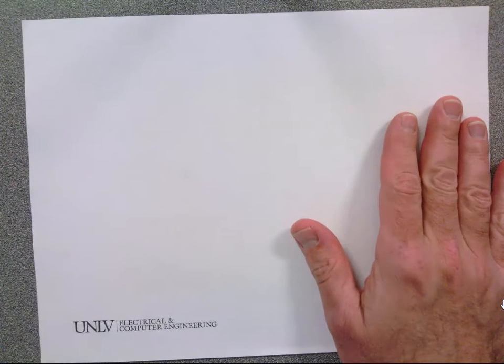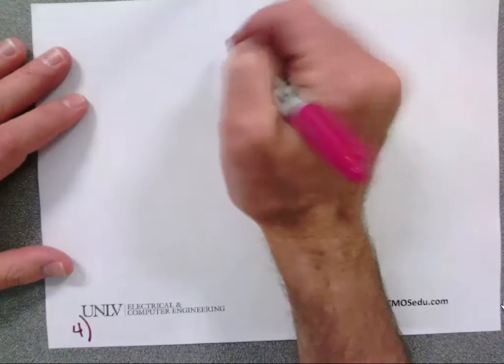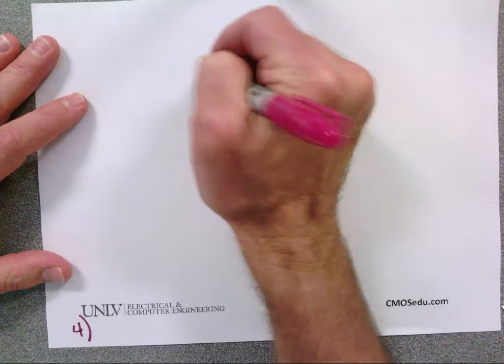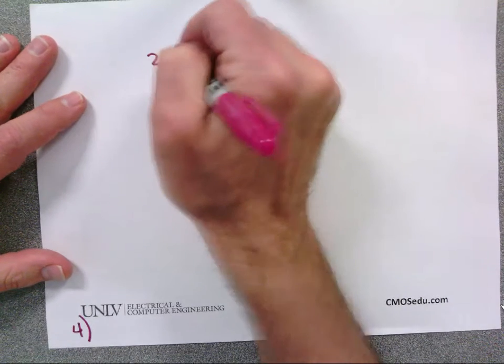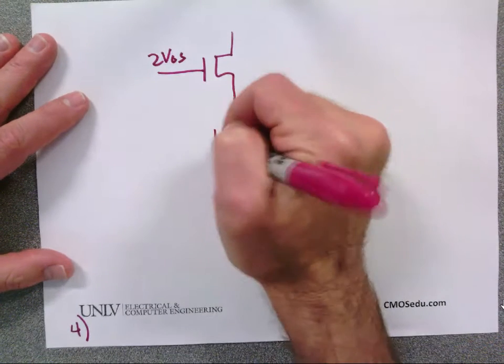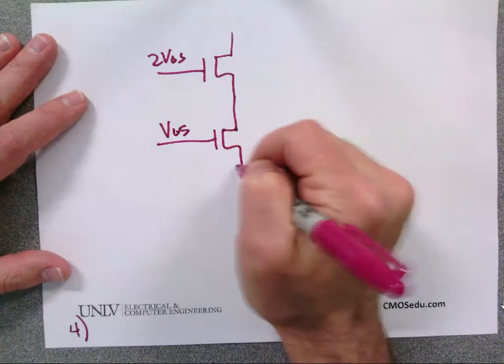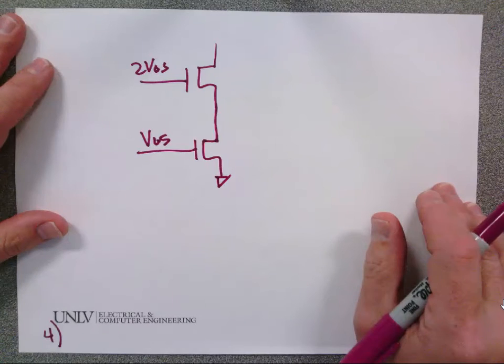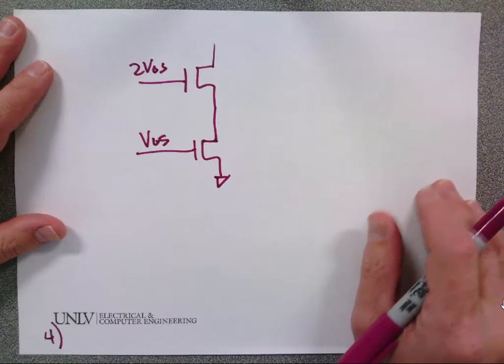Or 2 VGS minus V threshold. Yeah, let's write it out so that it's nice and easy. You can just write it either way. You can write 2 VDS sat plus V threshold, or 2 VGS minus V threshold. Would everybody be okay if I wrote 2 VGS, just to be different? Is this any different than what we've been looking at? Everybody understand it's exactly the same.